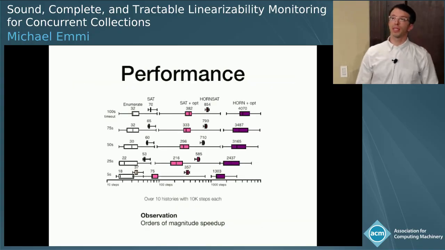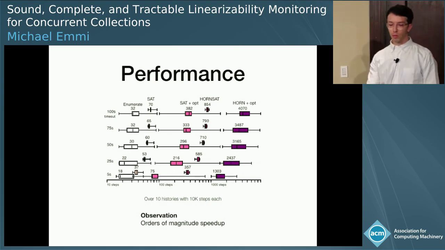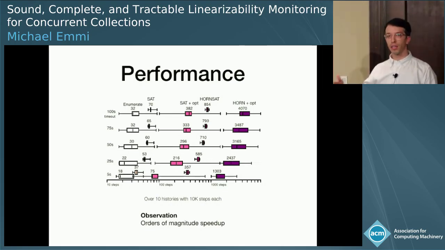So just to emphasize a little bit that this work isn't only of theoretical interest of considering asymptotic complexities. In a previous work in POPL 2015, we've actually implemented these basic algorithms, and we've compared it with the naive enumeration. We've compared SAT-based encoding and our further optimization to Horn SAT-based encoding. Now, to test out the performance, I considered runs over 10 histories with 10,000 steps each, and considered various timeouts from 5 seconds, 25 seconds, all the way up to 100 seconds, and see how many events each algorithm can process in that timeout.